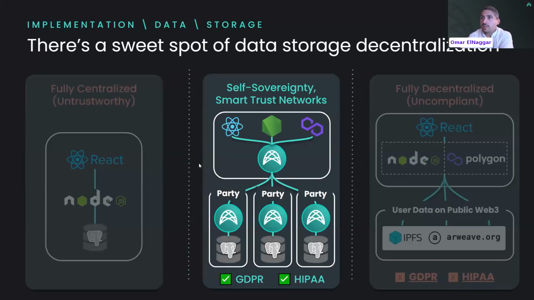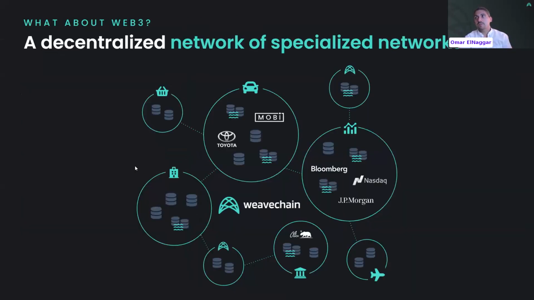We like to say that WeaveChain is the sweet spot of data storage centralization, where we utilize these smart trust networks for data sharing that are private and permissioned and utilize firewalls. So our vision of the future is that most data is going to be in these networks of specialized networks, where hospitals may be sharing data with each other so that they can provide better care. Financial entities may be sharing financial data so that they can be more efficient. And this is a way that satisfies the legal obligations of today, as well as the features that we want out of data tomorrow.